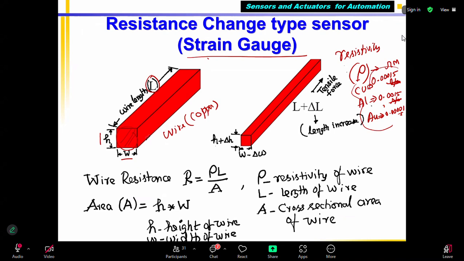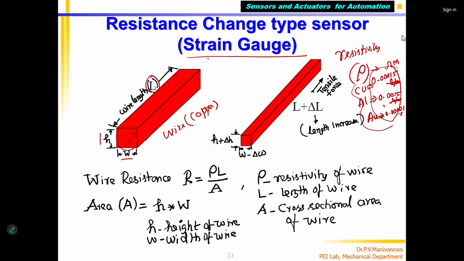So this value is fixed for a given material. Now I have a wire having a length L and a cross-section area H into W, that is area, I say capital A. Then I can find the resistance of this wire from this end to this end. If I connect an ohm meter, what will the resistance be? I can calculate it using this formula.